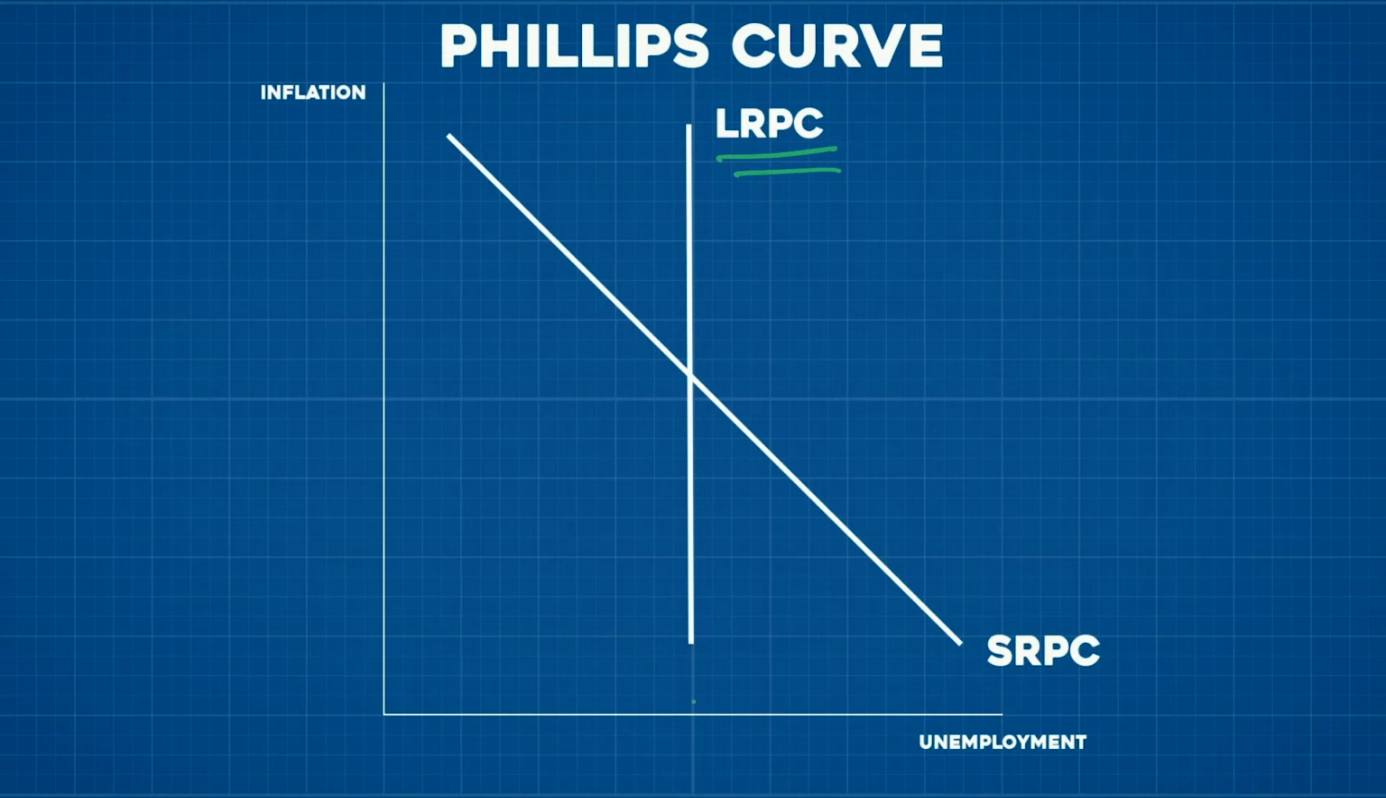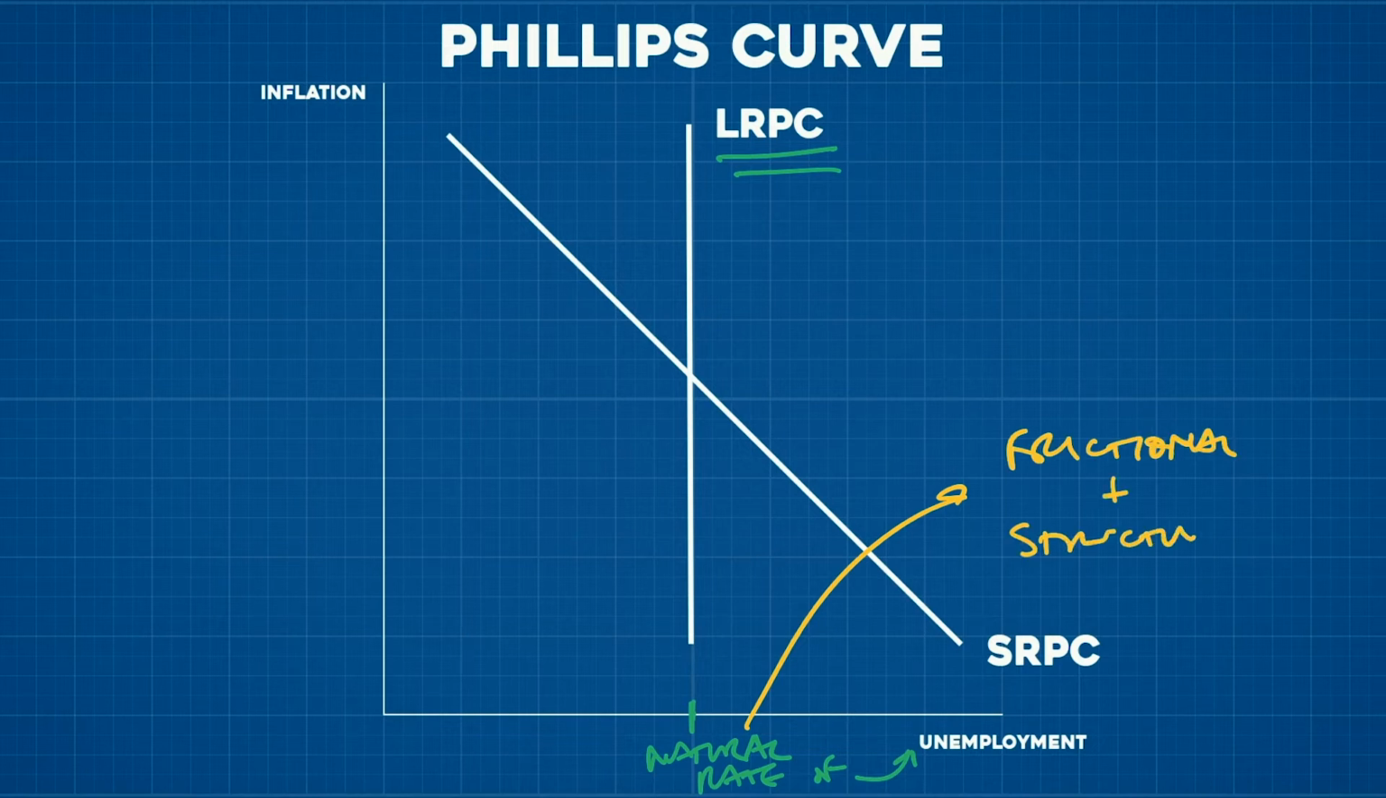And where this curve intersects the x-axis here is the natural rate of unemployment. And just in case you've forgotten, the natural rate of unemployment is frictional unemployment plus structural unemployment. So what this vertical curve is telling us is that in the long run, our economy will always return to full employment regardless of any change in inflation.